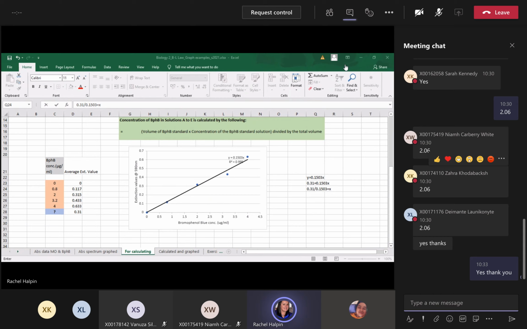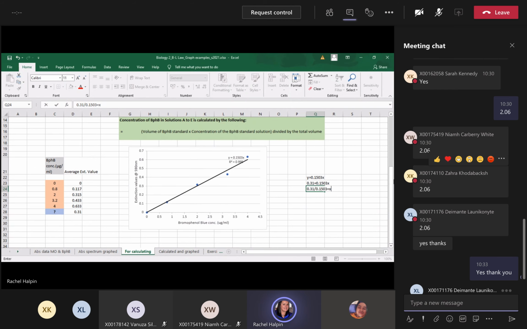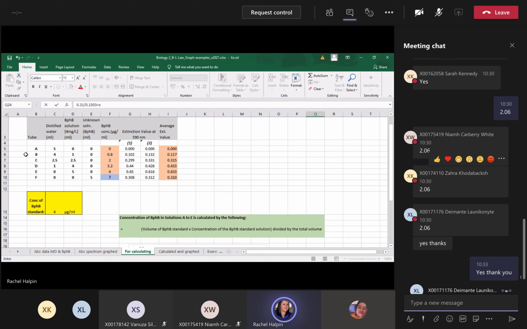So when you have your graph plotted and tidied up, you just copy that into Microsoft Word, and that's what you're going to discuss in your lab report. So everything you need is here. You need to do this in Excel, and you'll have this set up here.